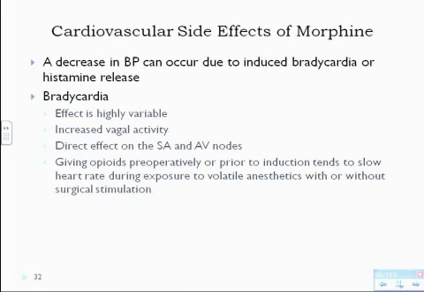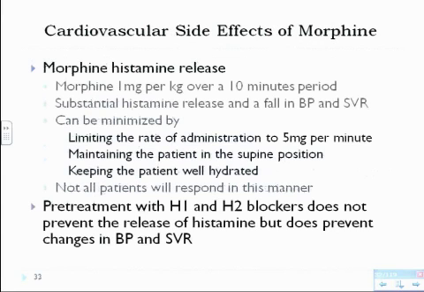Giving pre-op opiates prior to induction tends to slow the heart rate during exposure to volatile anesthetics, with or without surgical stimulation. We do know that to be pretty true. Sometimes we'll actually add things like Pavulon to offset that effect, especially when we're using fentanyl, because fentanyl causes immense amounts of bradycardia. Now, morphine, the reason that we don't use morphine like we used to is because of this problem.